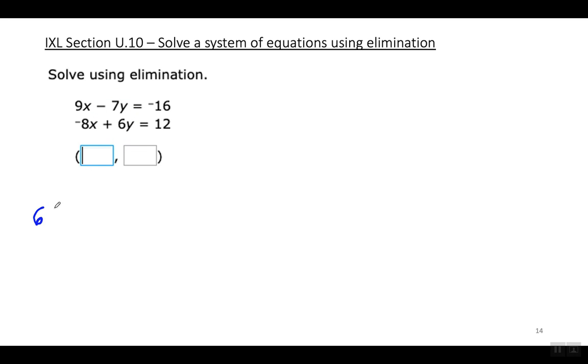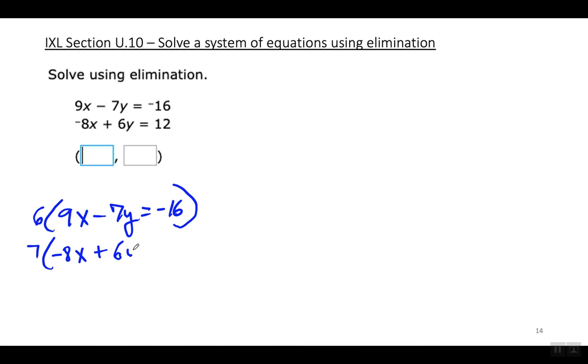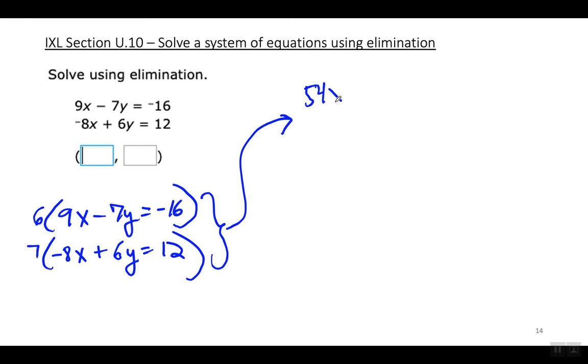Alright, so I'm going to multiply the top by 6 and the bottom by 7. Alright, so when I do that, I'm going to get the following. On the top, 54x minus 42y equals negative 96. And on the bottom, I'm going to get negative 56x plus 42y equals 84.